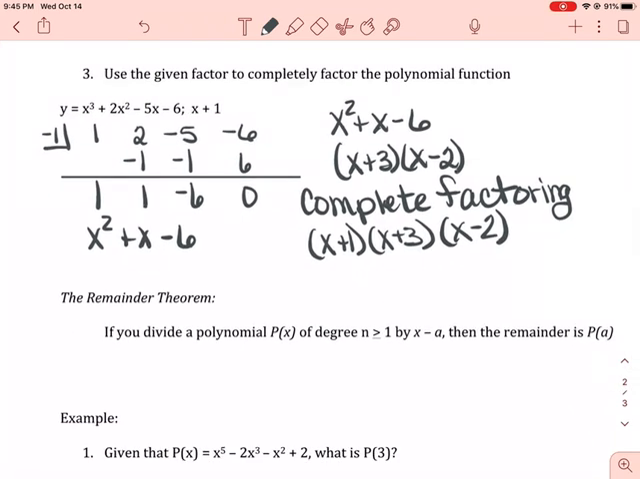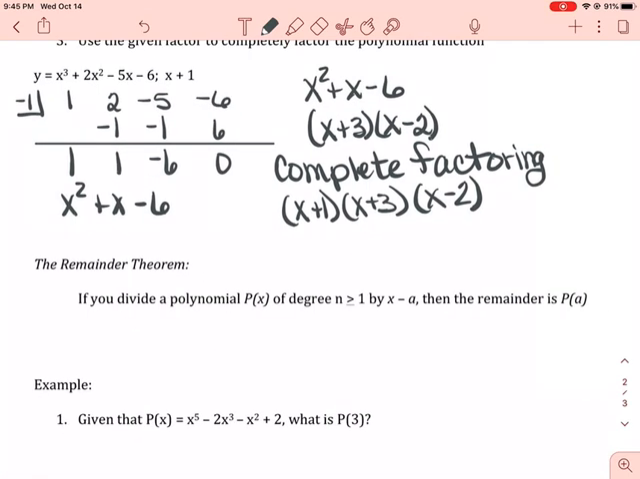Now, one of the things we find out about synthetic division is called the remainder theorem, and this is really important. This is if you divide a polynomial p of x of degree greater than or equal to 1 by x minus a, your linear binomial, then the remainder is p of a. What exactly does that mean? That means the remainder of synthetic division is the same as if you evaluated the polynomial at the constant that you're dividing by. Watch this.